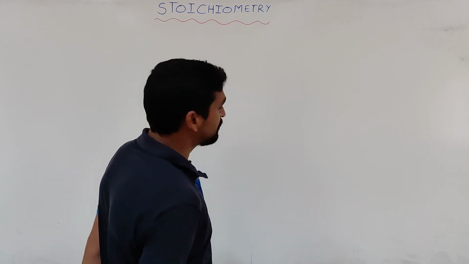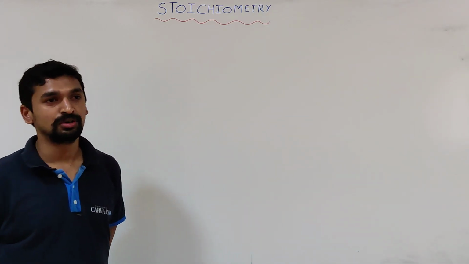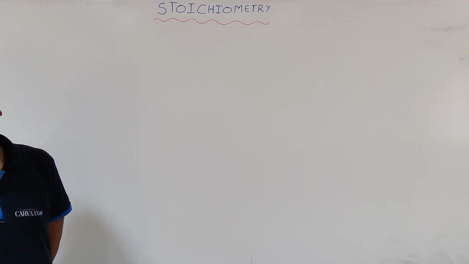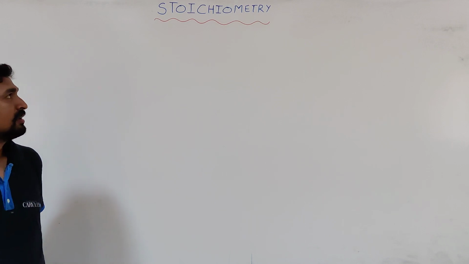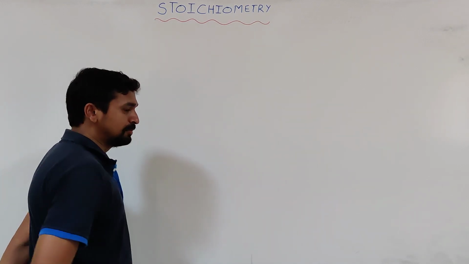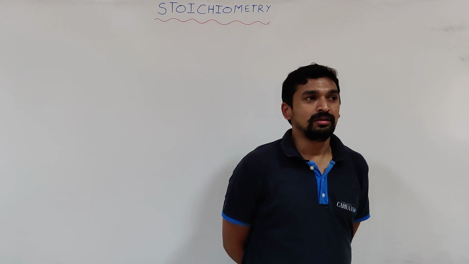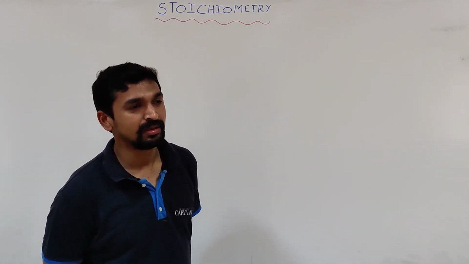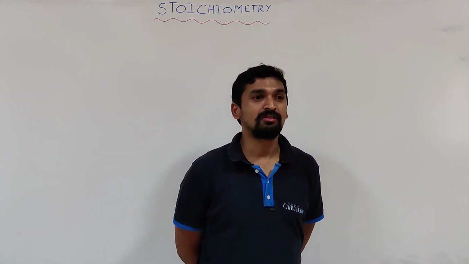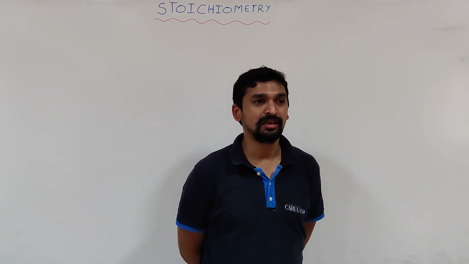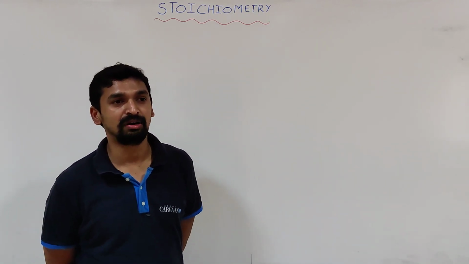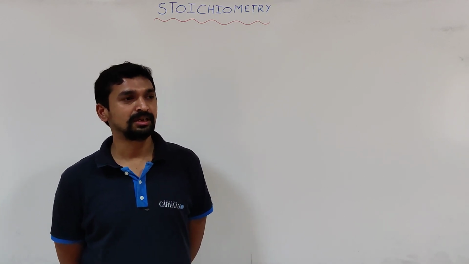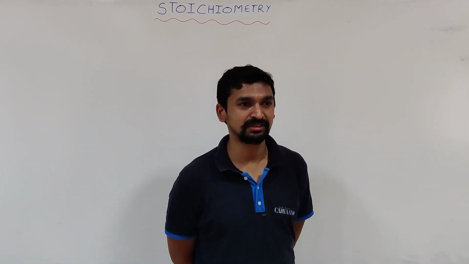So this chapter seems to be very interesting because most of this chapter involves the calculation part and logical part. So here, what do you mean by stoichiometry? Stoichiometry is a section of chemistry which gives the quantitative relationship between the reactants and products involved in a chemical reaction. What do you mean by that? Quantitative relationship between the reactants and products.